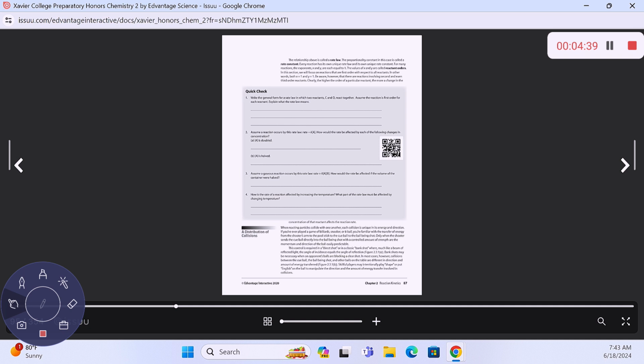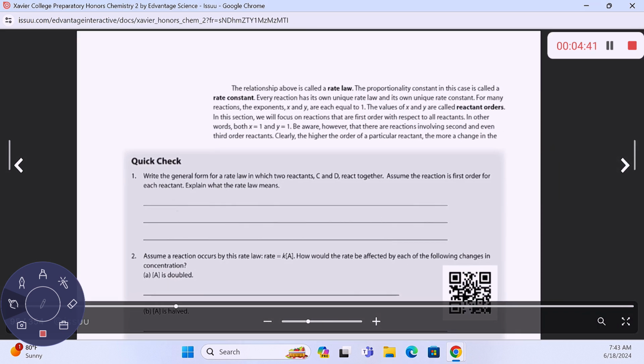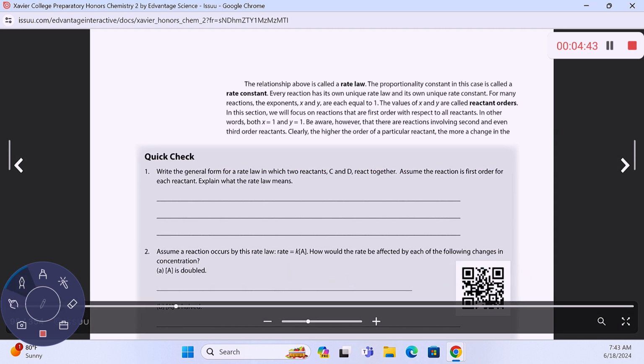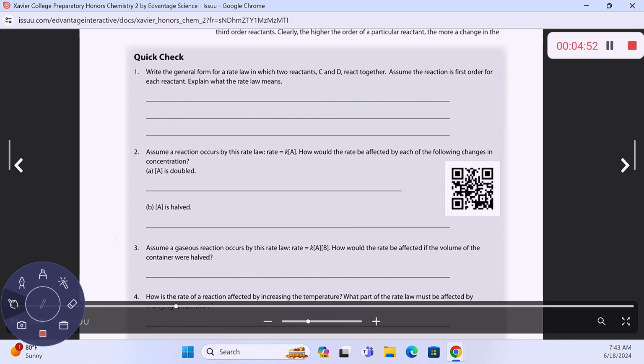Now, let's take a look at the top of the next page. Everything that I just described to you is outlined within this paragraph. We talked about the rate law, the rate constant K, and the orders X and Y, okay? So let's come down to the quick check and take a look at this.